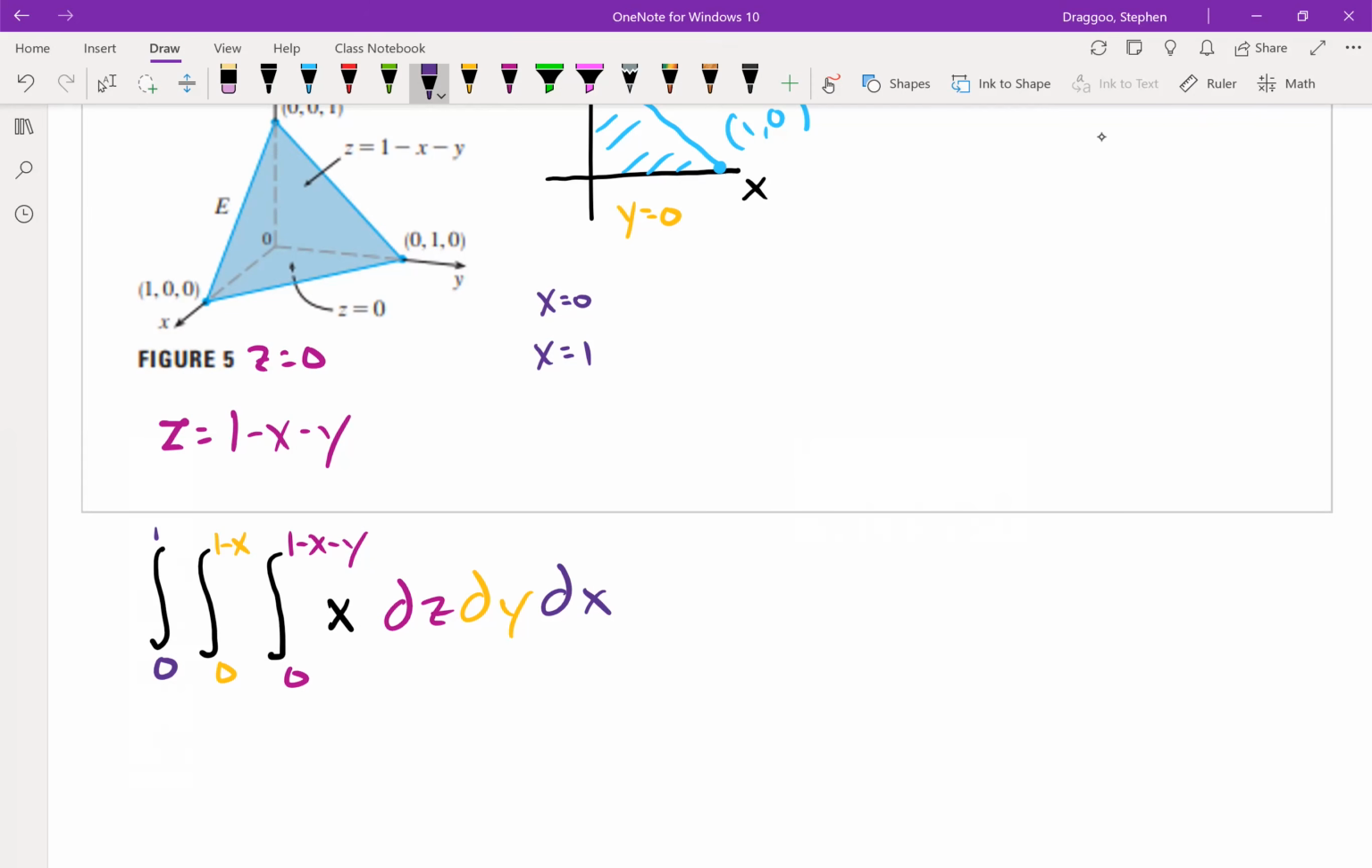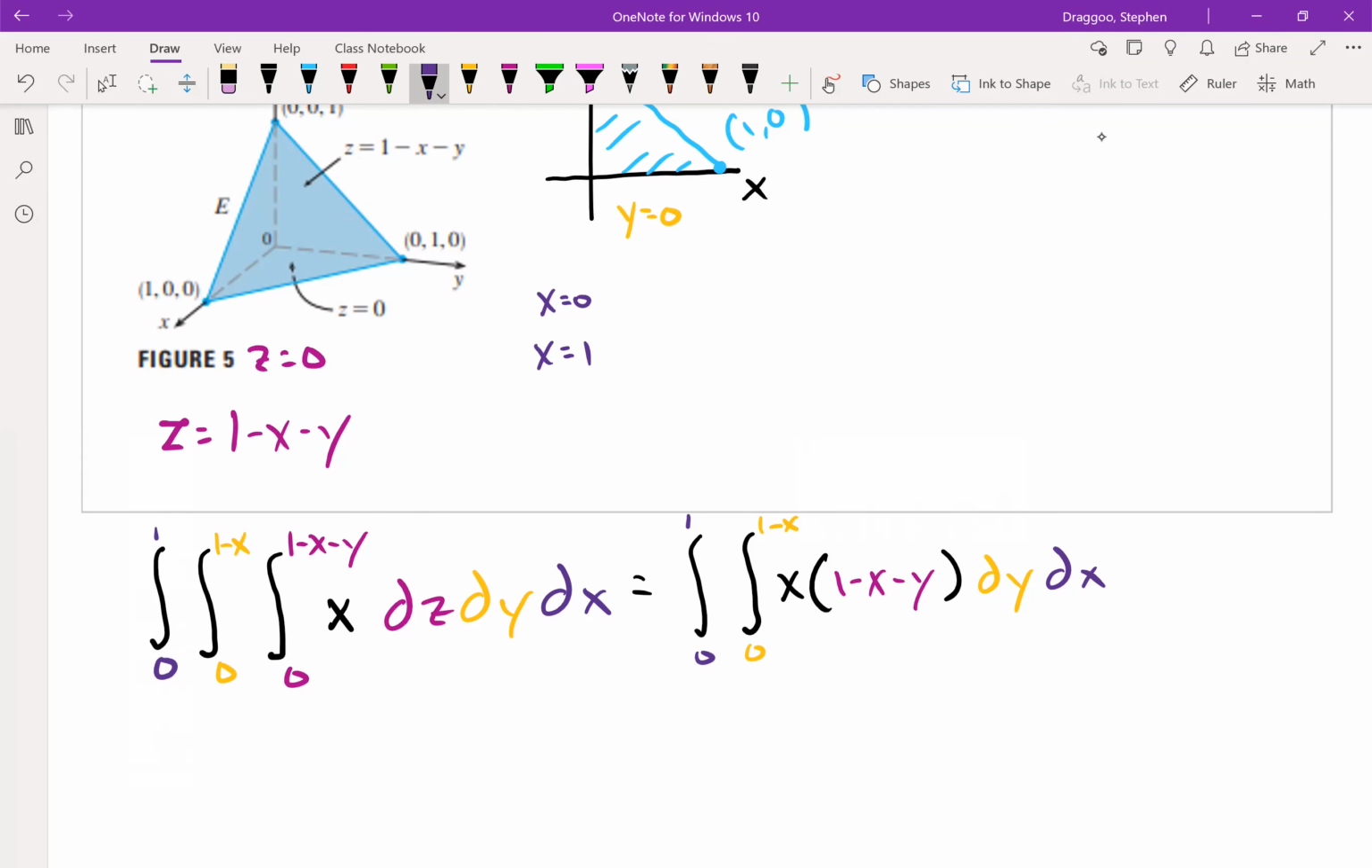And we'll integrate this thing. Doing so first, we're going to be integrating with respect to z. So that integrates to just xz. z goes from 0 to 1 minus x minus y, which means this should just be x times (1 minus x minus y). So far, so good. Keeping that same order, y is next, we go from 0 to 1 minus x. x was third, dx, so 0 to 1.